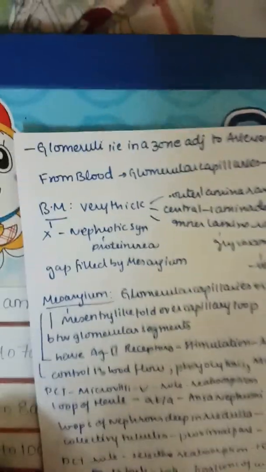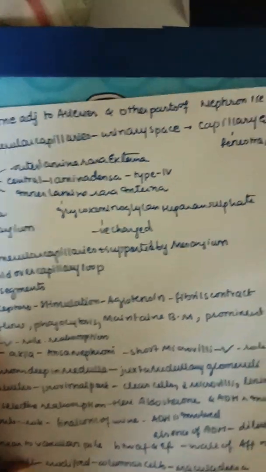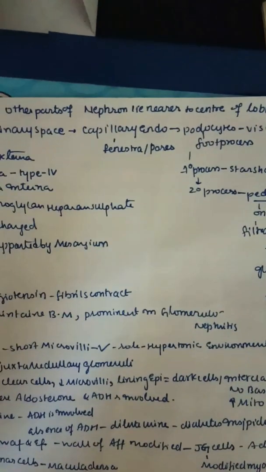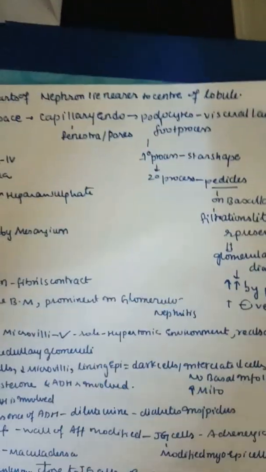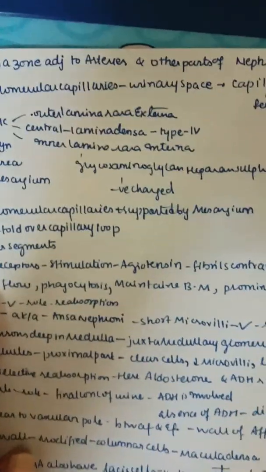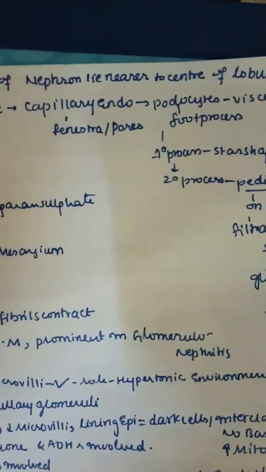Next, glomeruli mainly lie in a zone adjacent to the arteries, and other parts of the nephron mainly lie near the lobule. Near the arteries there is always a glomerulus, because filtration starts from there, and the nephron is mainly nearer to the center of the lobule. From the blood, the glomerular capillaries enter the urinary space, through the capillary endothelium, which is fenestrated with many pores, so that only filtration happens.